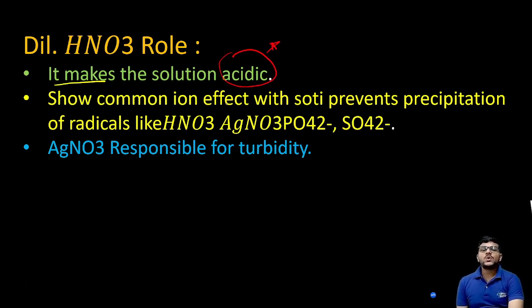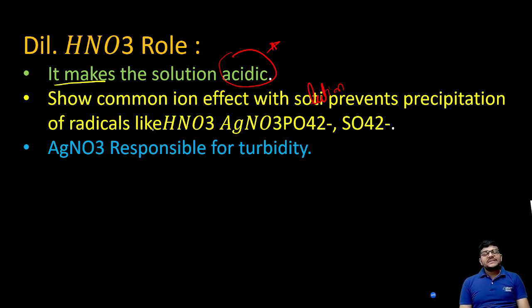Next is its common ion effect with the solution, to prevent precipitation of radicals. Common ion effect means, for example, HCl forms H positive. So there is a formation of common ion effect, with common ions like H positive from the HNO3, as well as other ions also making common ions, where some are making cations and some are making anions.